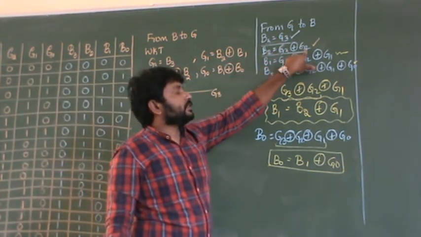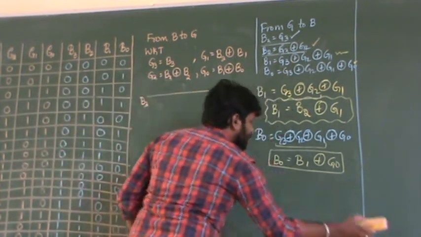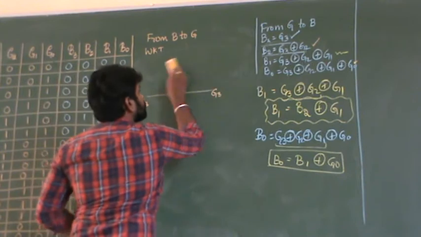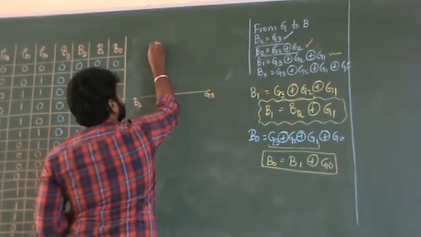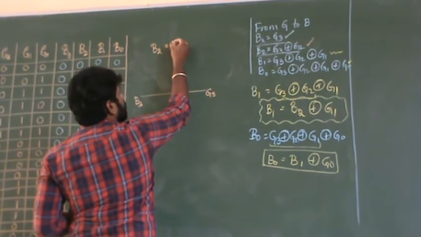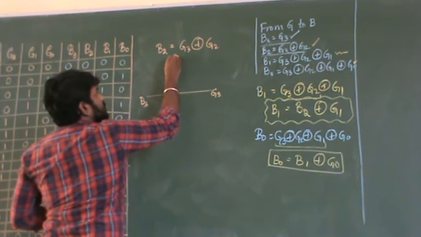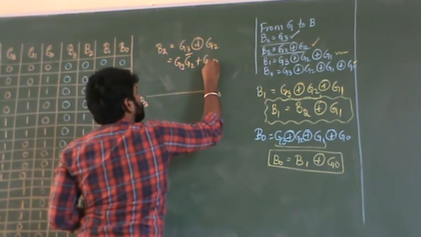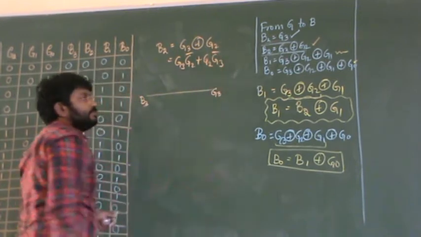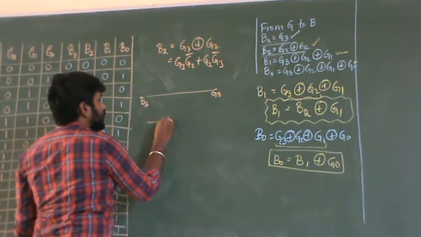Now how to write down B2? B2 is nothing but G3 XOR G2, no? So what is G3 XOR G2? It is G3 G2 bar plus G2 G3 bar. So by using this equation, I write down one circuit.